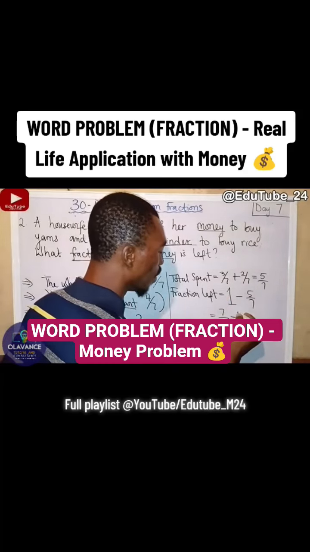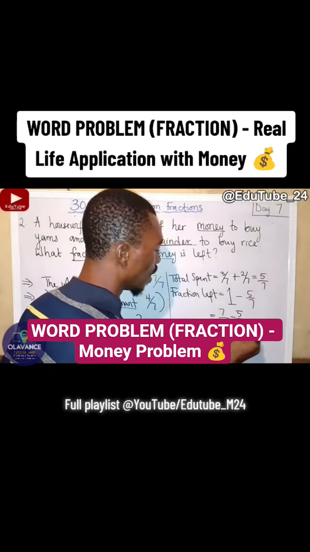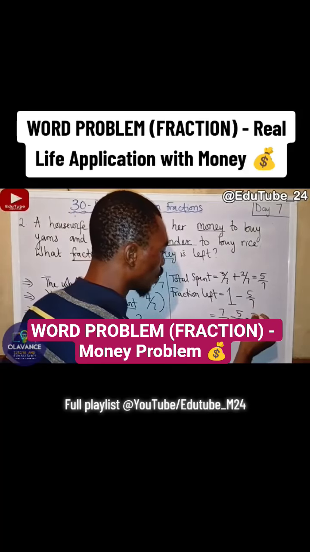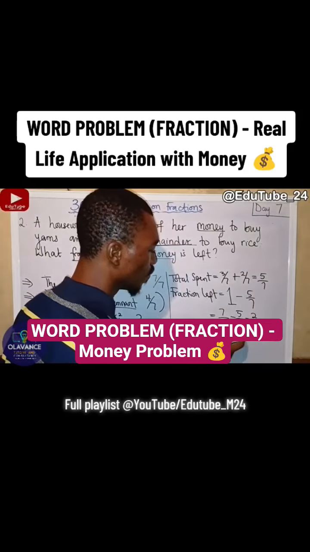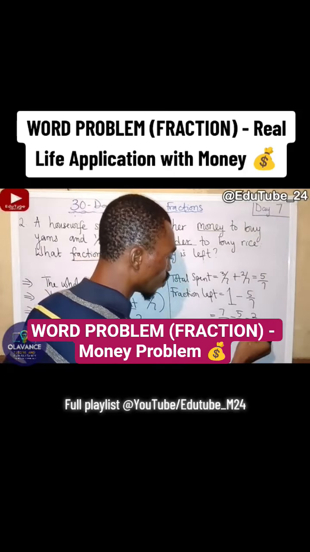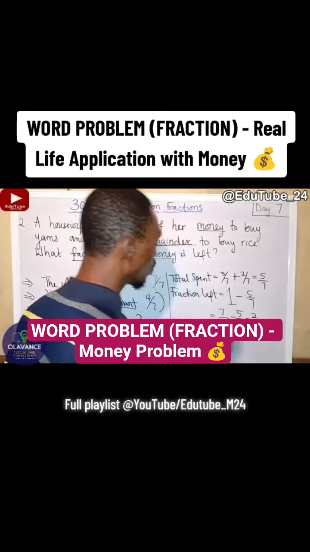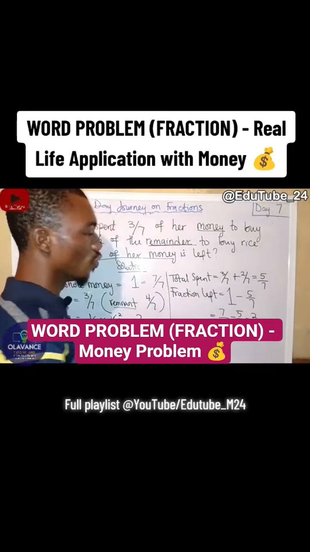So 7 over 7 minus 5 over 7. And that will give us what? 7 minus 5 will give you 2. And then 7, because this is their common denominator, we're just going to bring down this 7. So the fraction of her money left is 2 over 7.